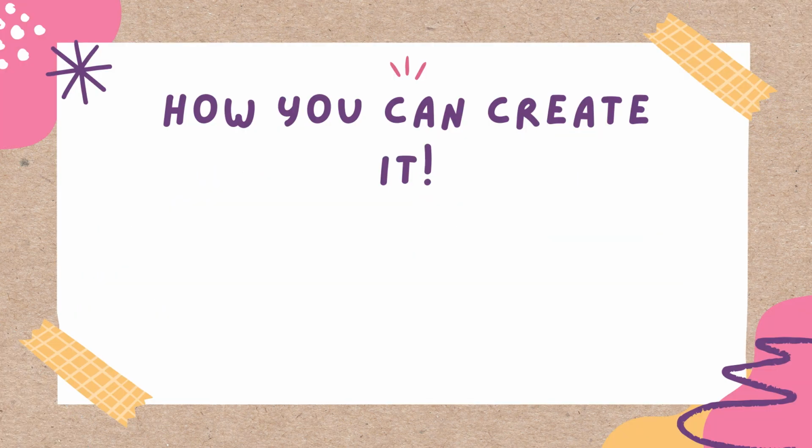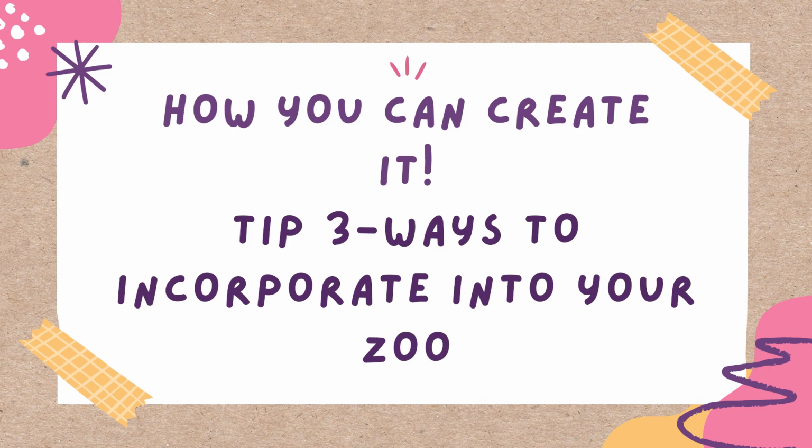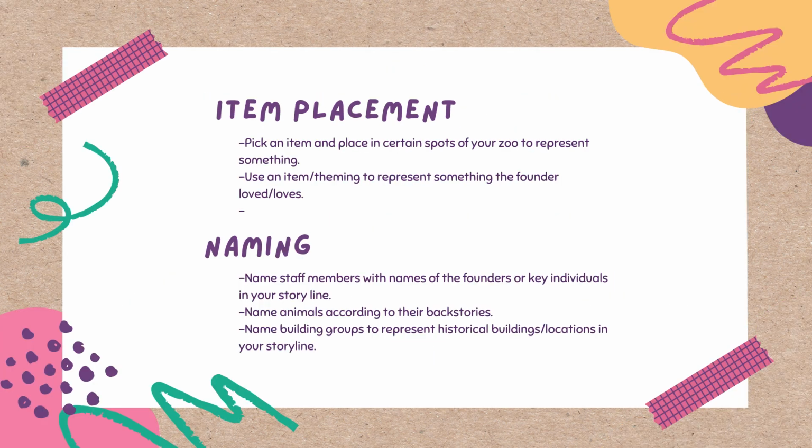With all these great ideas floating around in your head about your backstory, let's talk about tip 3, which is how you can actually incorporate it into your zoo project. Here are just a few of the ways that I use this fun backstory planning to incorporate it into my zoo. The first is by using certain item placements, by picking maybe a certain item to represent a certain thing and placing it around the zoo, or using a certain theming to represent what the founder loves throughout the zoo. Or maybe by naming certain staff members with the names of the founders or key individuals from the storyline. The same goes for animals or even building groups to represent historical buildings or locations that are in your story.